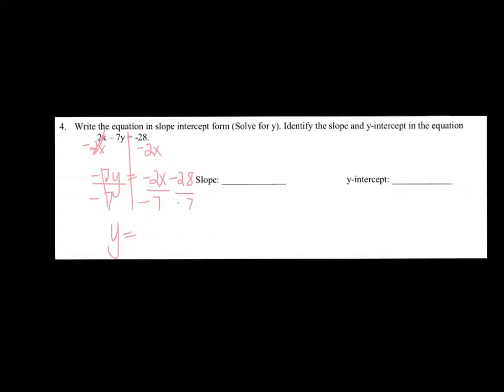-2 divided by -7 is positive 2/7. So positive 2/7x, and -28 divided by -7 is positive 4. So here's our y equals. And now to identify our slope, we look at the number with the x, which in this case is 2/7, and our y-intercept is the number not attached to x, so 4.